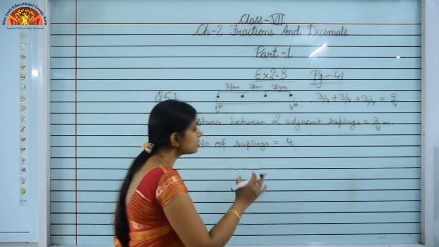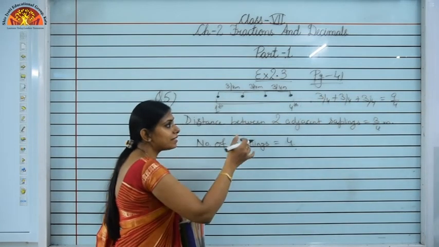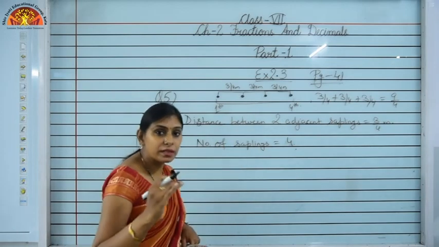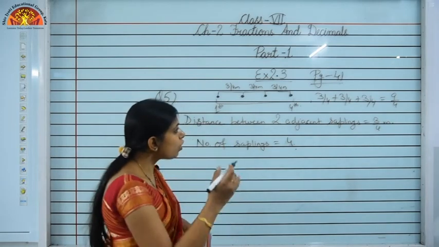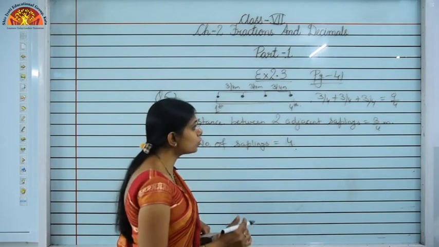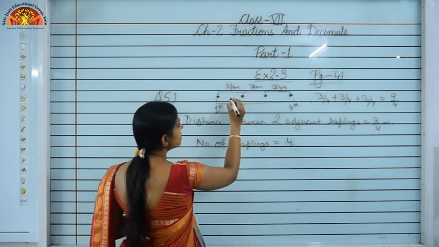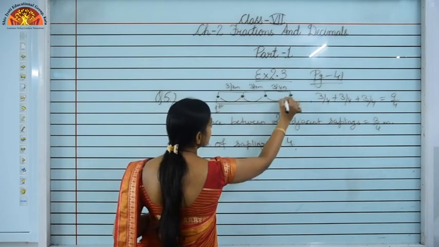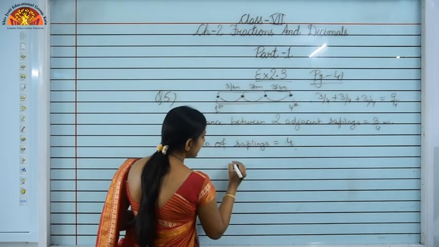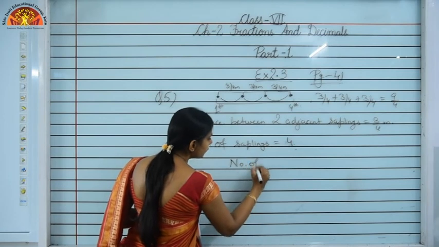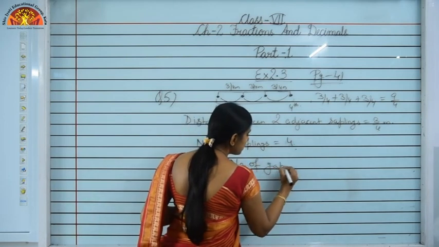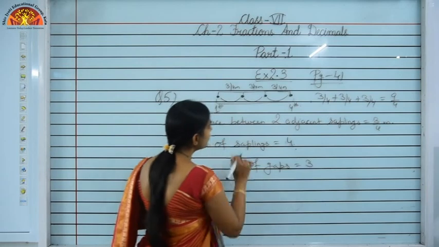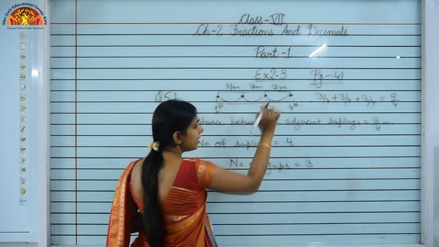Now children, because here the number of saplings are less, so you can do it this way. But when the number of saplings are more, how can you do the addition in such a manner? So what you will do? You can see how many gaps are there. This is the first gap, this is the second gap and this is the third gap. So we can just write number of gaps. How many gaps are there between 4 saplings? That is there are 3 gaps, 1, 2 and 3.